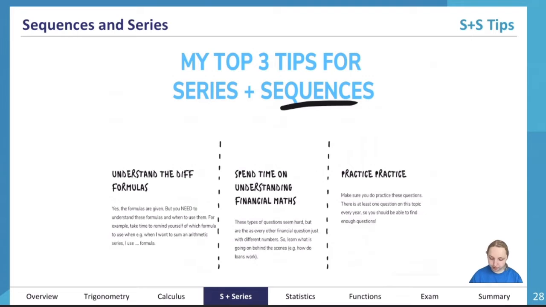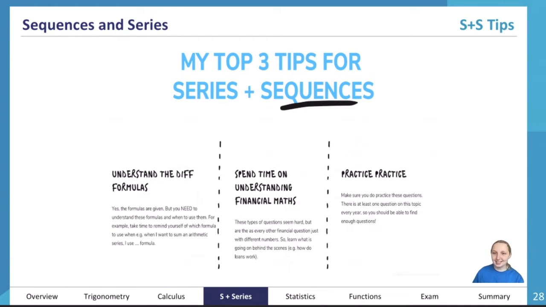Sort of going off that, you want to spend some time understanding financial maths. Your financial maths questions do seem really hard. They do tend to be worth a fair few marks, but the financial maths questions are essentially really similar, just with different numbers. So learn what you need to do for each question type, practice it, and you'll be able to answer any financial maths question. There's only so many questions they can ask you for financial maths. So yeah, they're essentially all the same question, different numbers.